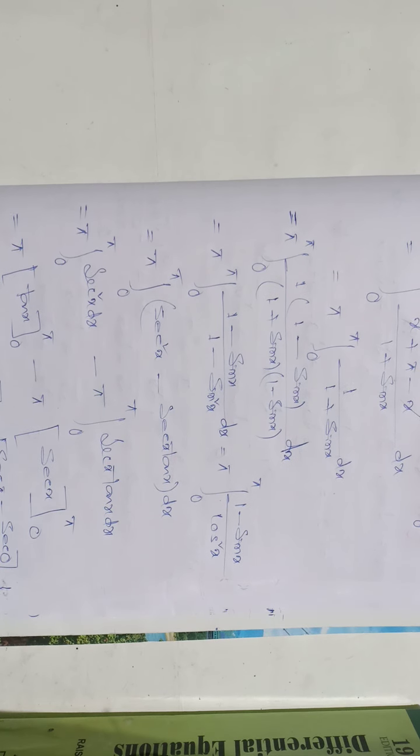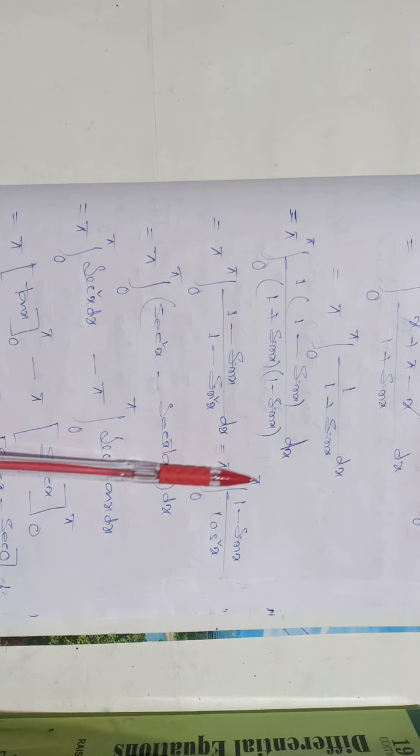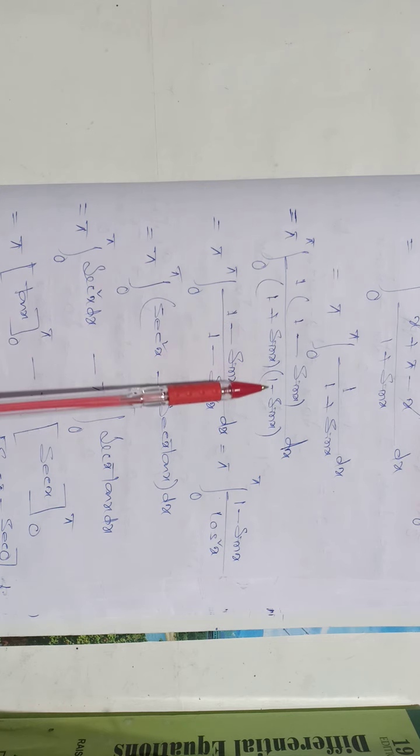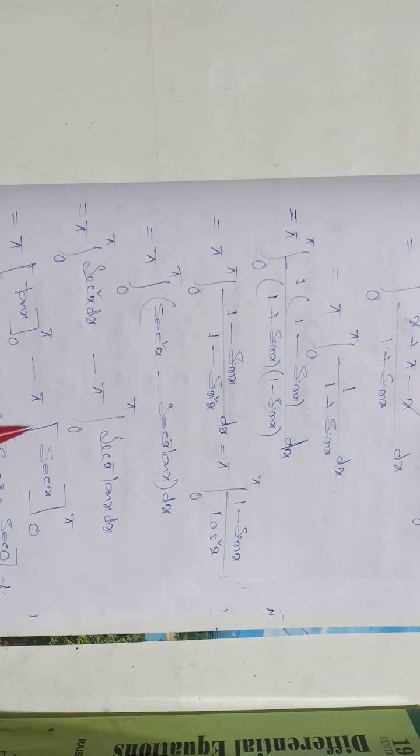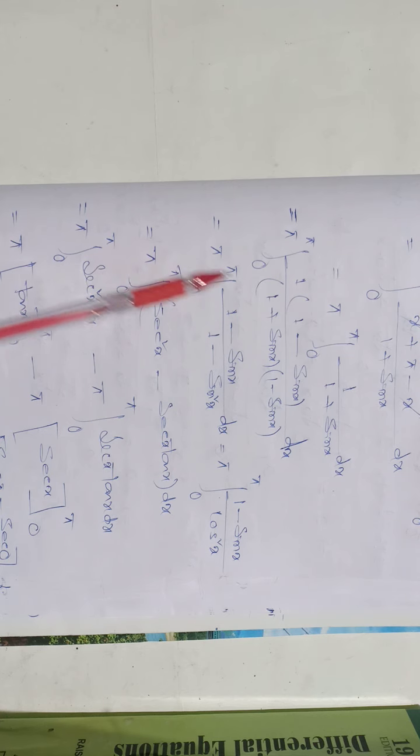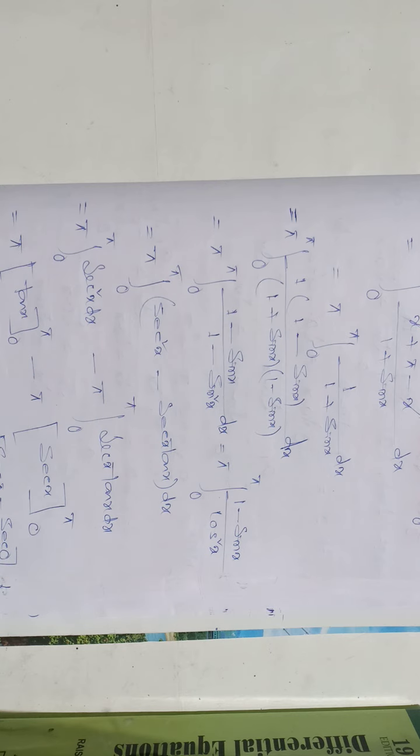Now students, multiplying both numerator and denominator by 1 minus sin x, so in the denominator 1 plus sin x into 1 minus sin x, in the numerator also 1 minus sin x. Now after splitting, the denominator you can write as a squared minus b squared, so 1 minus sin squared x, so pi is outside, so pi into the integral from 0 to pi of (1 minus sin x) by cos squared x.